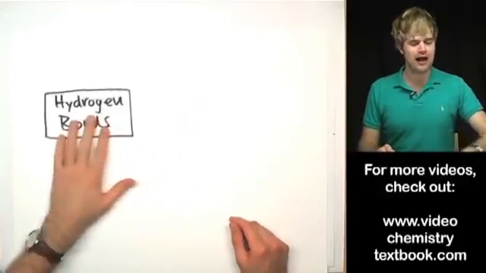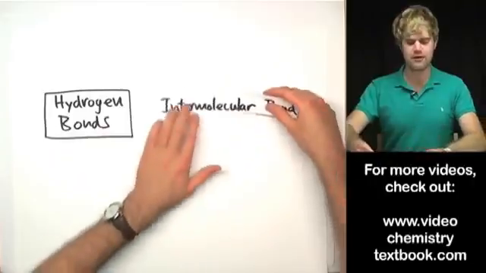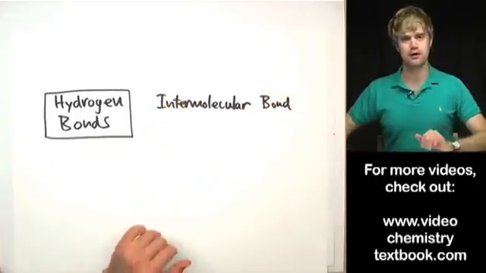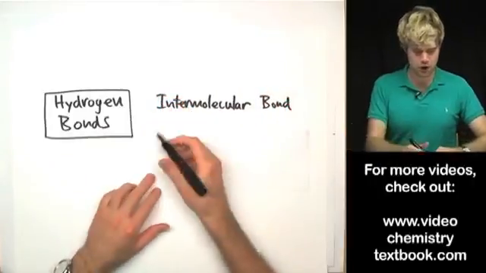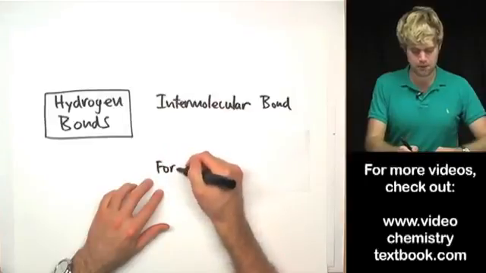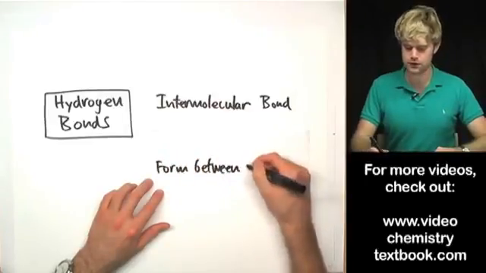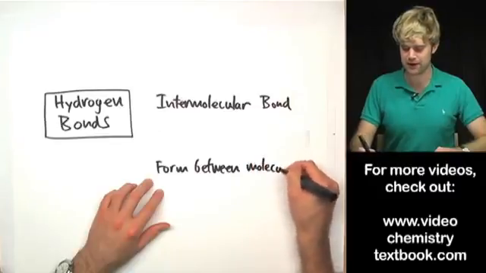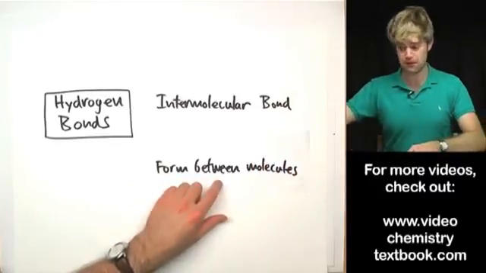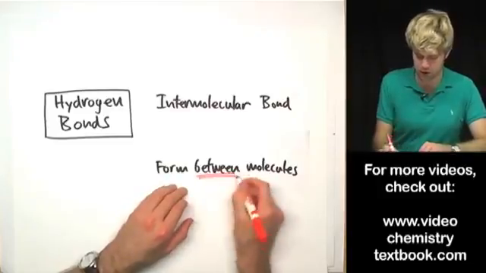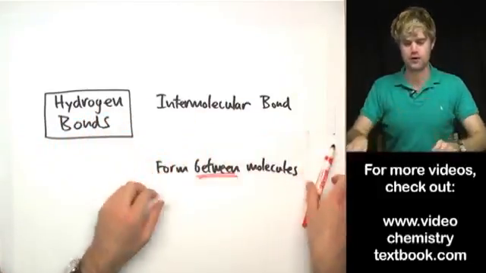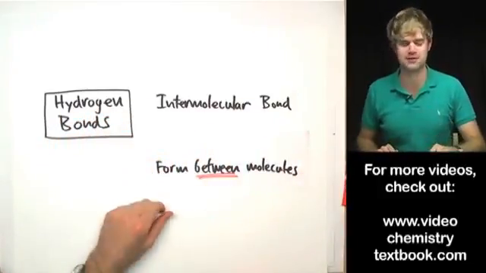Okay, so hydrogen bonds are a type of intermolecular bond. And intermolecular bonds form between molecules. That's why we call them intermolecular. Now this between part is super important. Between two different molecules. I'm underlining it twice in red.